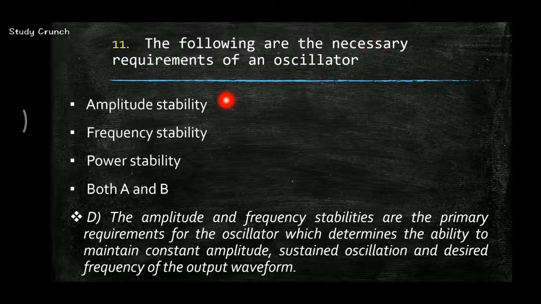Necessary requirements of an oscillator. So the answer is both A and B, that is D. Amplitude stability and frequency stability are primary requirements of the oscillator, which determines the ability to maintain a constant amplitude, sustain oscillations and desired frequency at the output waveform.